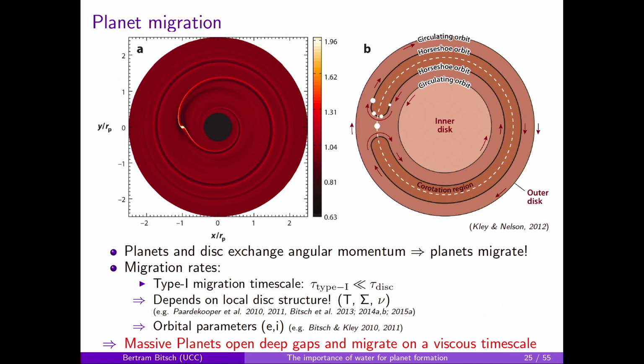Now, if you have a high density region in front of the planet and a low density region behind the planet, these regions actually exert a torque onto the planet that can move the planet outwards. So you can actually change the direction of migration. It depends also a bit on the orbital parameters like eccentricity and inclination. But if this exchange of angular momentum is very efficient, you actually open deep gaps in the disk, and then you migrate on a so-called viscous timescale of the disk, so the migration becomes much slower.